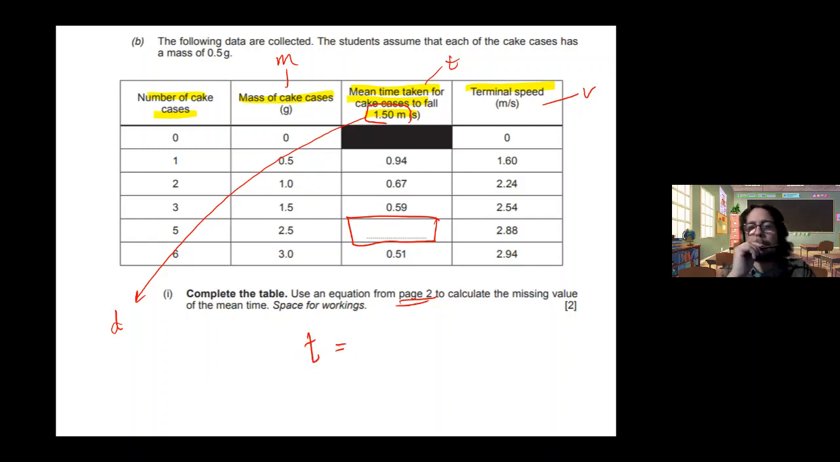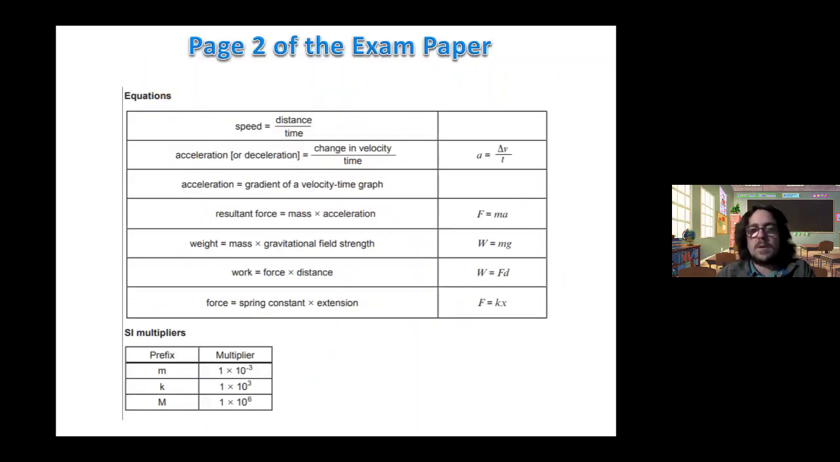Let's have a look. Where does time feature? Well, a couple of places really. We've got it here. Now, have I got any information on acceleration in this question? I've got the speed, but I haven't got acceleration. And I want to work out time. I can't do it, because there are two unknowns there.